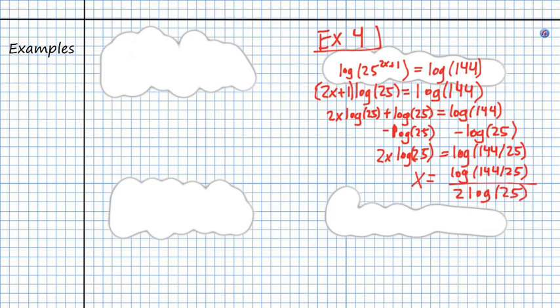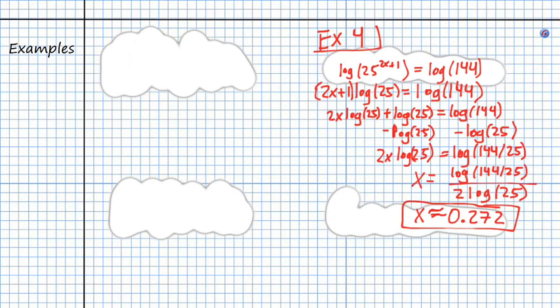And so we can get an approximate answer here. And so x is approximately equal to 0.272. So that'll be my approximate answer there. And that's about as good as you're going to get with a logarithm like this, is an approximate answer.